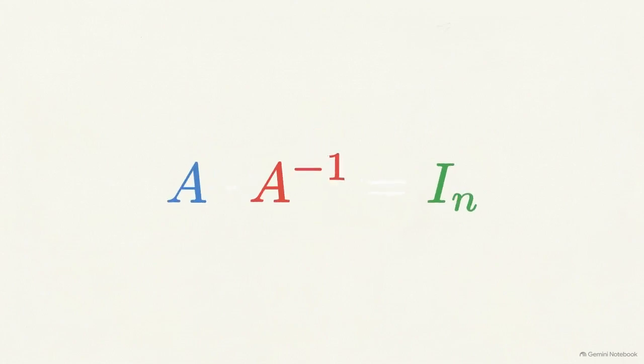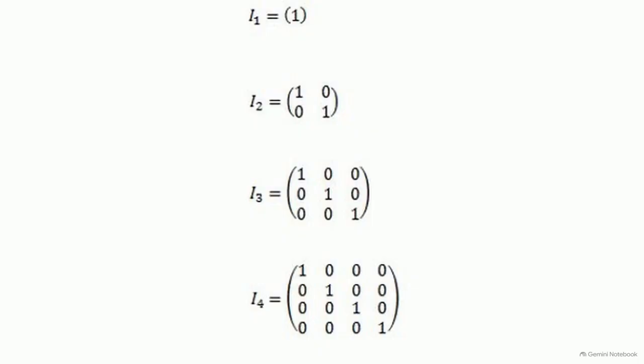In regular arithmetic, multiplying a number by its reciprocal gives you 1. In matrix math, this animation shows the equivalent. Multiplying a matrix by its inverse gives you the identity matrix. This graphic shows identity matrices of different sizes. Notice the pattern. They always have ones running down the main diagonal, from top left to bottom right, with zeros everywhere else. There is a highly counterintuitive rule for inverses.